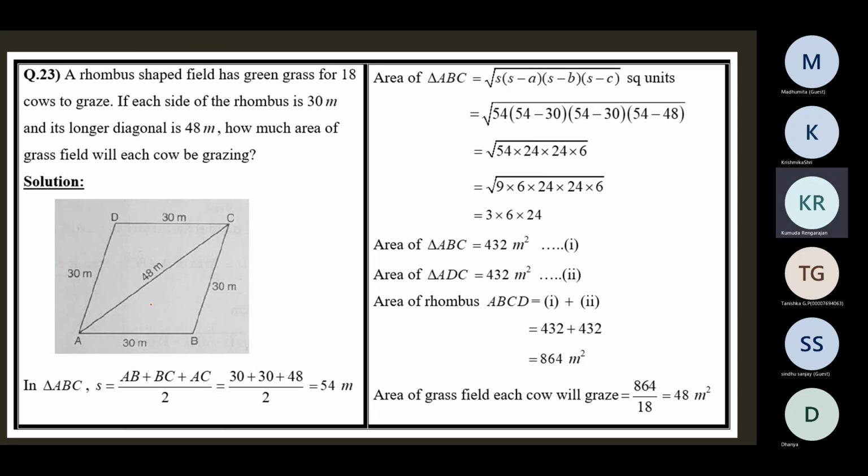So we have to find the area of triangle ABC. Find the semi-perimeter, then find the area of the triangle ABC. We get 432 meters square. The same will be the area of triangle ADC. That also will be 432. So the area of the rhombus is this plus this, 864. So each cow will get 864 divided by 18, which is 48 meters square.